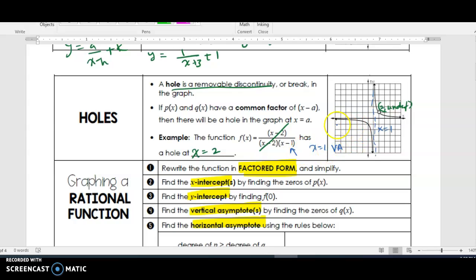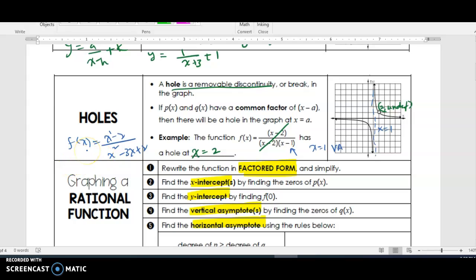And then how do I find the horizontal asymptote if I don't have the graph? Normally what we would do is expand this. In expanded form, the same function f of x would look like x minus 2 over x squared minus 3x plus 2, isn't it? Then the degree of the numerator and the degree of the denominator are considered. In this case, the degree of the denominator is greater than that of the numerator.